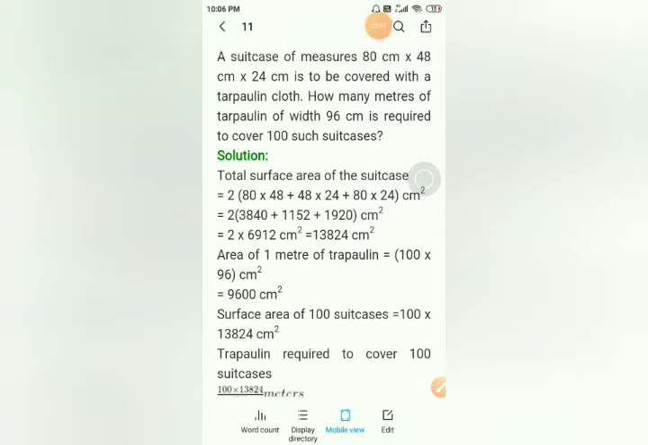Now let's solve exercise 11.3. We'll solve the second question. It says that a suitcase of measure 80 centimeter by 48 centimeter by 24 centimeter. It has three dimensions: one is length, width, and other is height. This has to be covered with a tarpaulin cloth. How many meters of tarpaulin cloth of width 96 centimeter is required to cover 100 such suitcases? First, you have to understand the question.